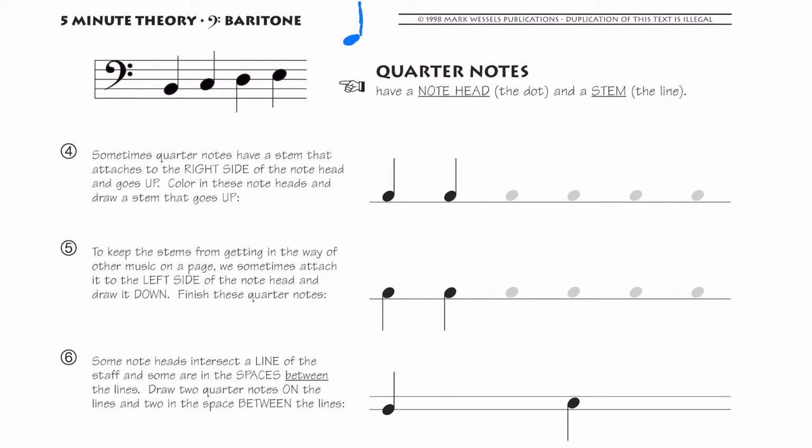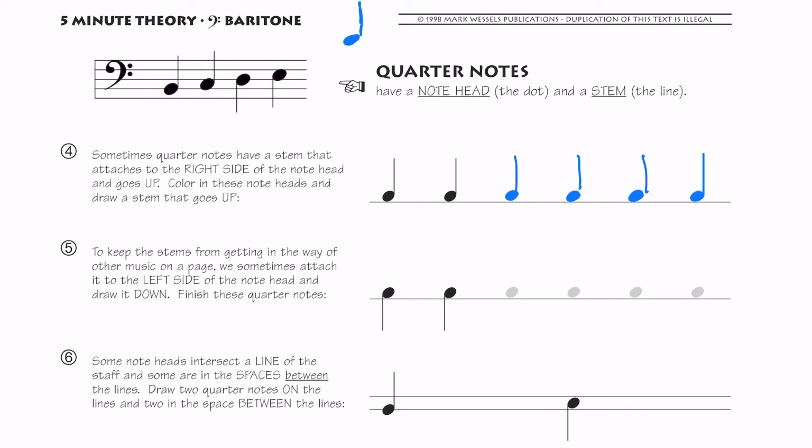Now, what we have to learn about quarter notes when they're on a staff is sometimes the stem connects to the right side of the note head and goes up. So as I'm coloring these note heads in, I can go up for the stem. Okay, I like to actually go down and connect it from the top down because I do that a lot better. It looks better. But you can go from the right side and go up. So those are quarter notes with the stem going up.